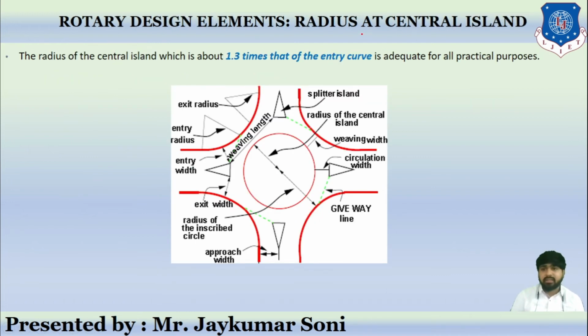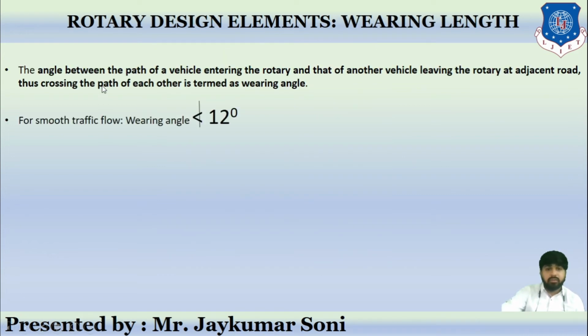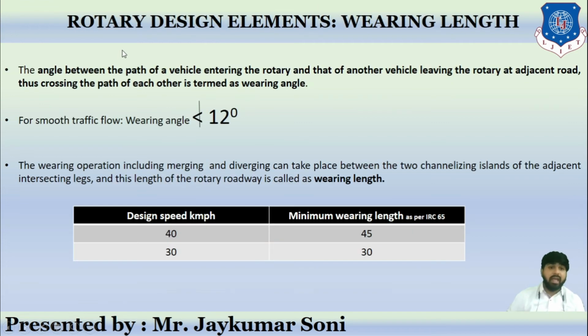Then comes the radius at the central island. The radius of the central island is about 1.3 times that of the entry curve, and it is adequate for all practical purposes. Then comes the angle of weaving. See, this is the definition. The angle between the path of a vehicle entering the rotary and that of the other vehicle leaving the rotary at the adjacent road is termed the weaving angle.